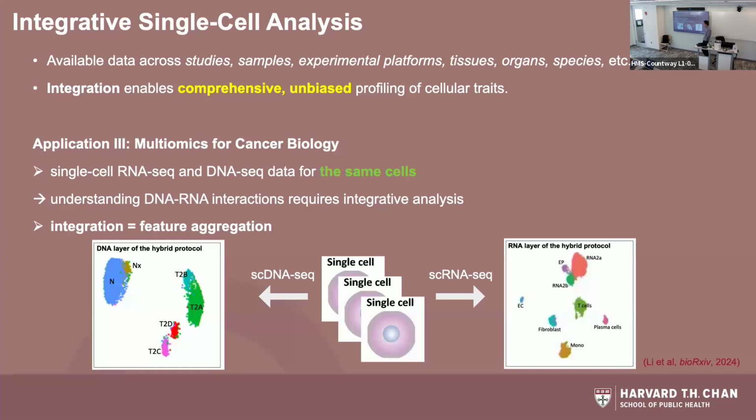So for cancer studies, as we know, DNA and RNA are highly involved in the biological processes, and now we have the measurement of DNA and RNA of the same cells. For tumor samples, we will be able to have a better understanding of the interaction of DNA and RNA. And here, integrative analysis really means that for the same cell, we want to aggregate different kinds of features. One is RNA, the other is DNA. They have some correspondence, but not identical, of course. So here, integration means enabling feature aggregation across different modalities.